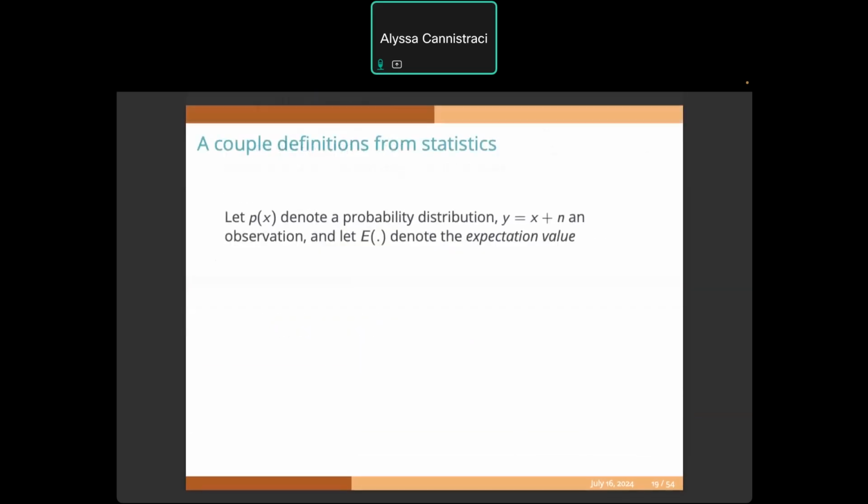So these are a couple of definitions of statistics. I'm not a statistician, so this is just going to be a very heuristic overview of these definitions, but in order to talk about some of the data assimilation, I think it's important to at least see these. And you might have already seen them before.